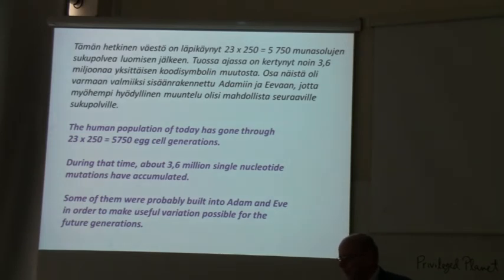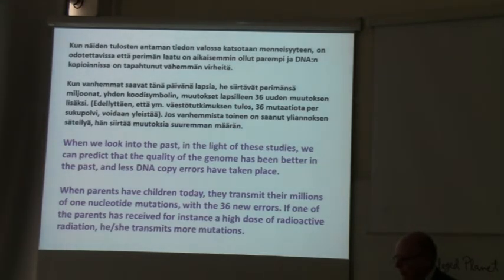Human population of today has gone through 23 times 250,5750 egg cell generations. When we look into the past, in the light of these studies, we can predict that the quality of the genome has been better in the past, and less DNA copying errors have taken place. When parents have children today, they transmit their millions of one nucleotide mutations with 36 new errors. If one of the parents has received, for instance, a Chernobyl high dose of radioactive radiation, he or she transmits more mutations.